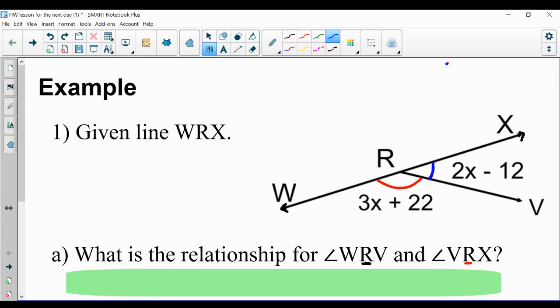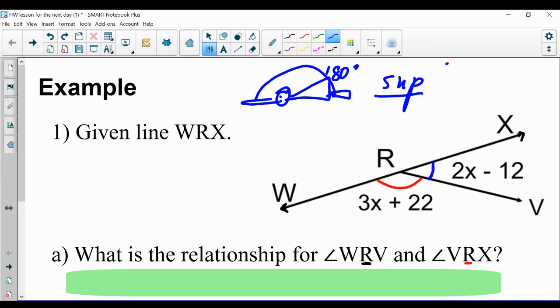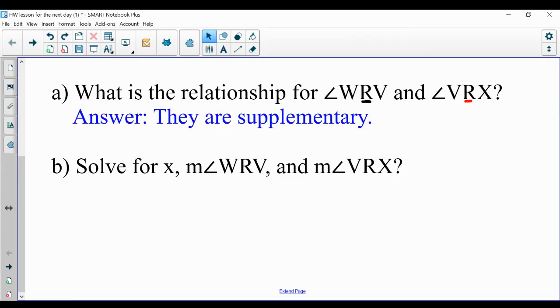Now remember that I talked about the Superman fly line, 180. Okay, I'm gonna draw the Superman again here. The hand, the cape, the eye, the hair, the leg, right? And I keep saying that Superman fly line, 180 degrees. Super, SUP, and then we've talked about SUP, that means supplementary angle. So supplementary angles means two angles add up equal to 180 degrees. They're supplementary angles. Let's solve for x and solve for the measure of angle WRV and angle VRX.